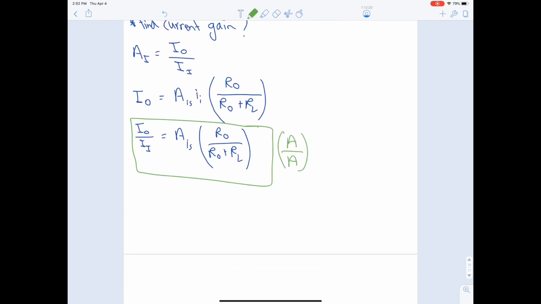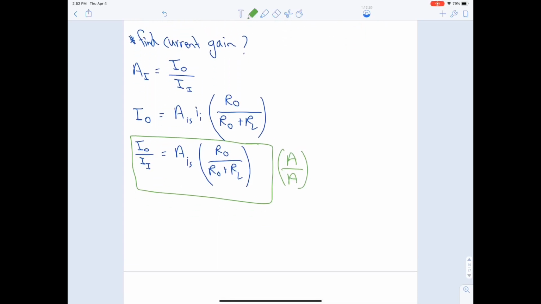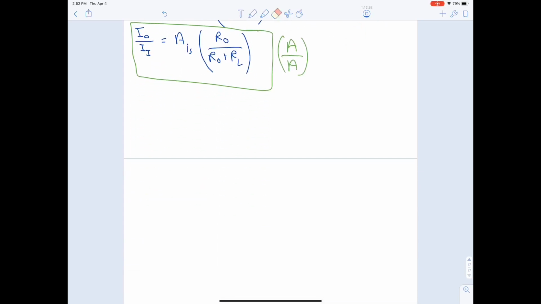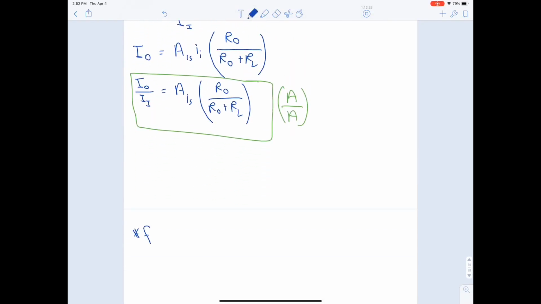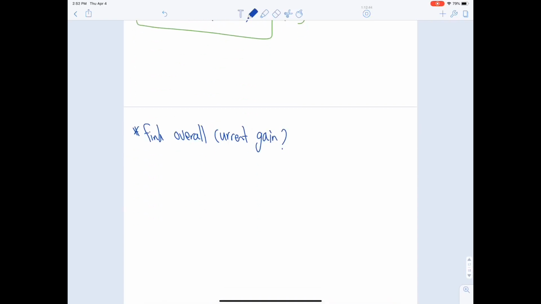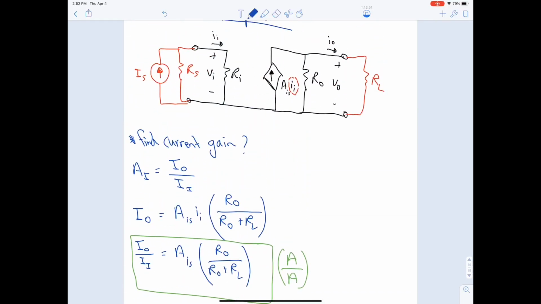That's the current gain. But if they ask me now, find the overall current gain, we said before overall is what? Find the overall current gain. The overall current gain is I output divided by IS. And as I recommended before, you always need to start with the numerator, which is I output. Okay, now we need to reach from I output to IS.